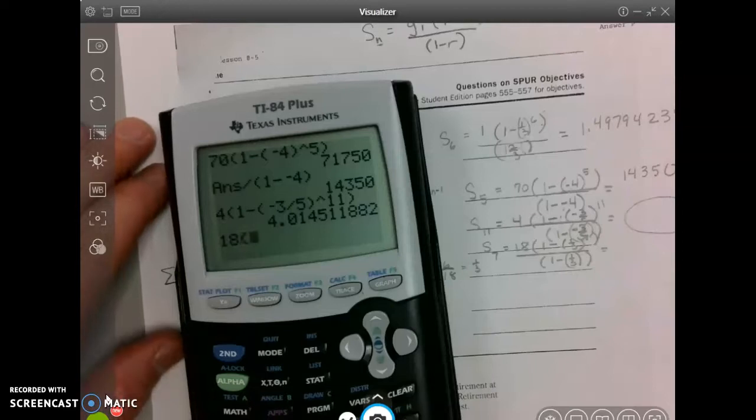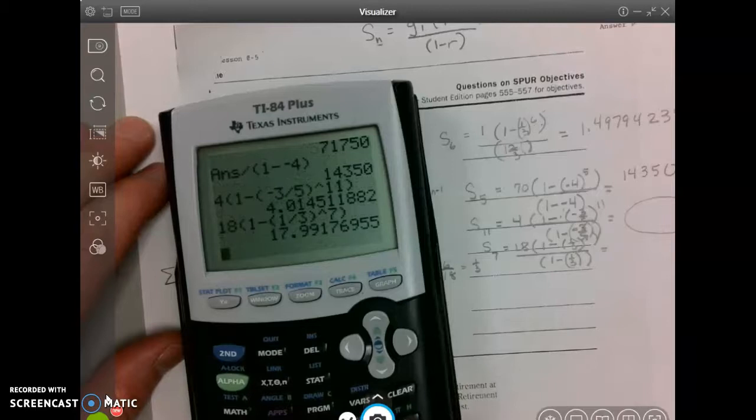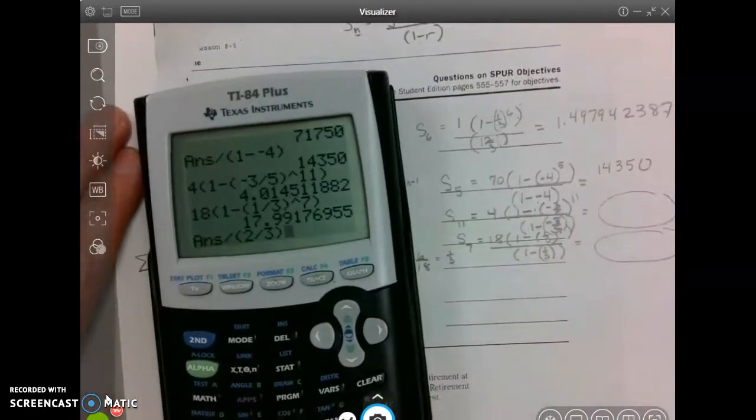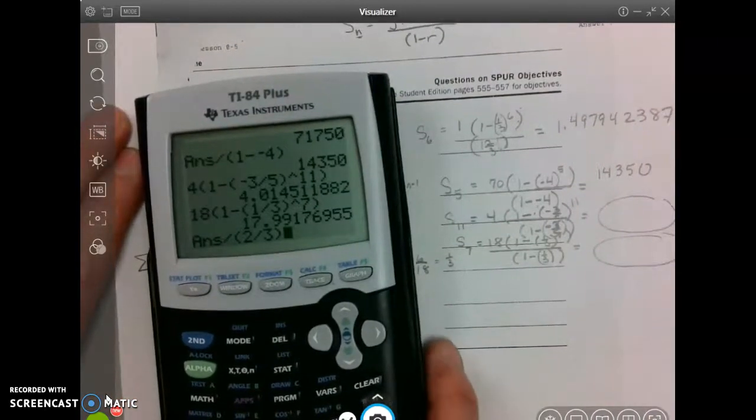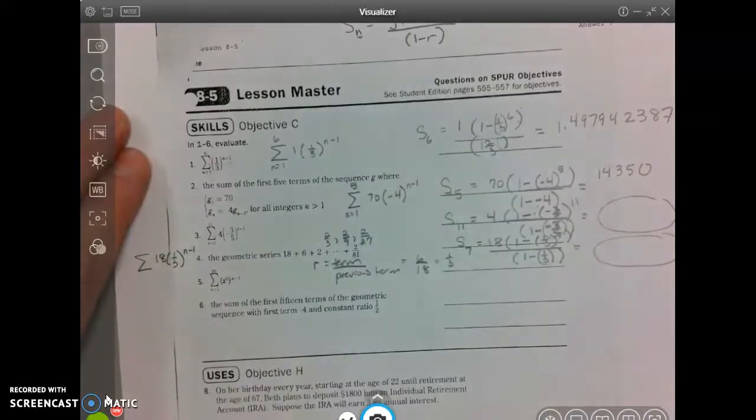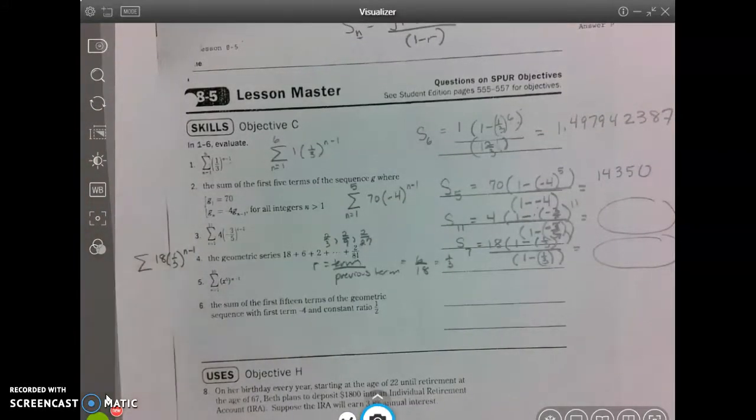18, in parentheses, 1 minus, don't forget to protect that 1/3 with parentheses, to the 7th power. And then I'm going to divide by, I know that 1 minus 1/3 is 2/3, so I'm going to divide by 2/3. And I'll get my answer. I'll let you guys put that in your calculator and do that part yourself. And let's go on to number 5.